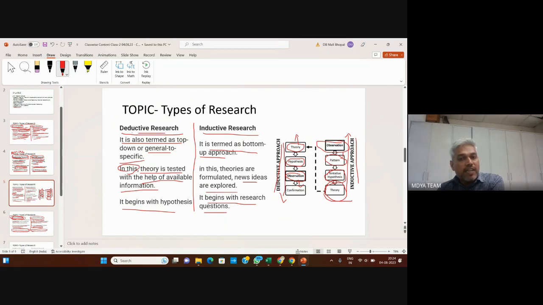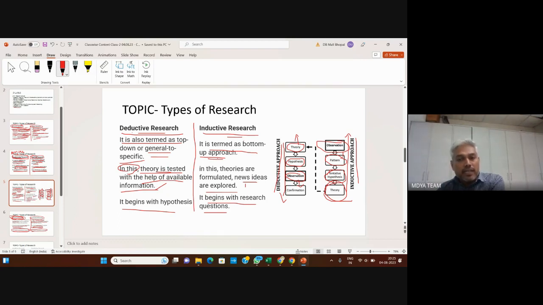Another one is deductive and inductive research. Deductive is termed as top-down or general to specific, and inductive is a bottom-up approach, right? Theory is tested with the help of available information in deductive research, and theories are formulated or new ideas explored in inductive research. It begins with a hypothesis, meaning the hypothesis is already there in deductive research, and after that the theory, it means the theory is already there, the hypothesis is already there, and then observation happens in this deductive research approach, and after that the confirmation happens, right?